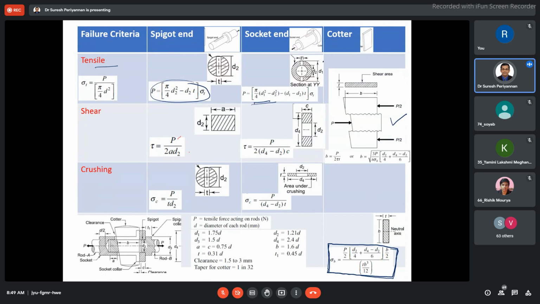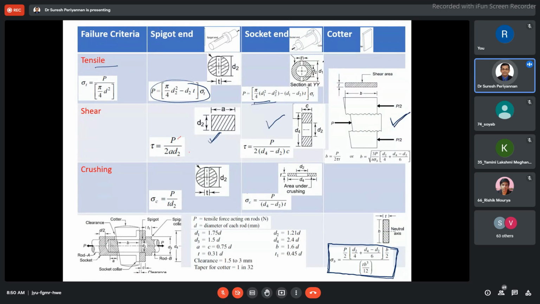Now, this is the cross-section area also given here for your understanding. This is the shear failure in the spigot end. This is shear failure in the socket. This is a shear failure in the cutter.